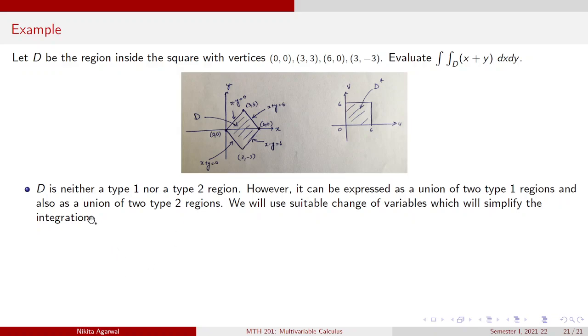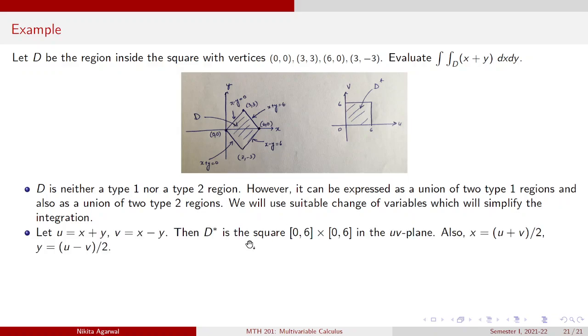So let us see. D is neither a type 1 or type 2 region. However, it can be expressed as a union of 2 type 1 regions by taking this, and it can be expressed as a union of 2 type 2 regions by breaking this like this. We will use suitable change of variables which will simplify the integration. So you take u to be x plus y and v to be x minus y. Then what happens to x plus y equal to 0? It goes to u equal to 0, which is v axis, and x plus y equal to 6 goes to u equal to 6.